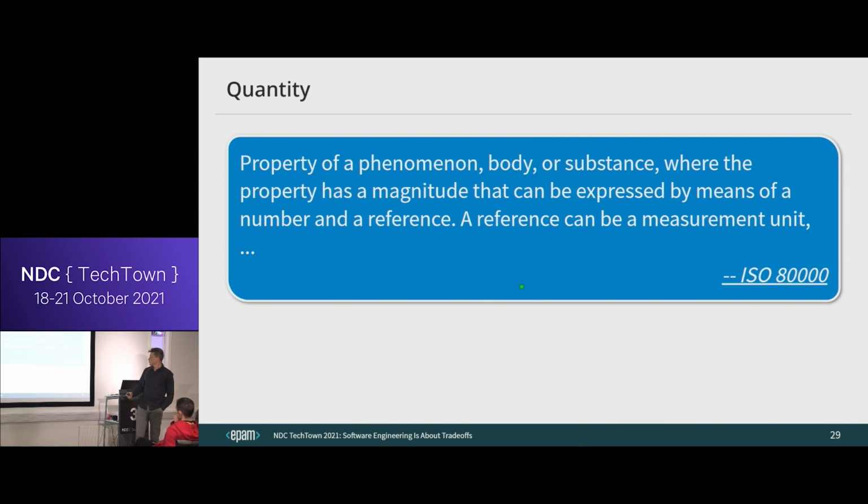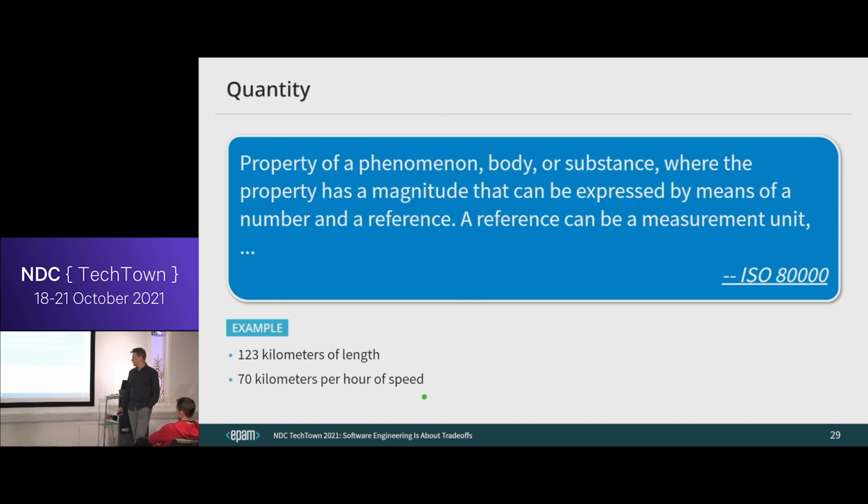But first, let's do some introduction for those that are not in the subject. Basically, what's a quantity? Quantity is a property of a phenomenon, body, or substance where the property has a magnitude that can be expressed by means of a number and some reference. Reference can be a measurement unit, right? So for example, 103 kilometers of length. This is a quantity, right? 70 kilometers per hour of speed, right? Those are quantities. So number and unit, and sometimes also connected some dimension, because sometimes a unit can be used in different dimensions, different things.